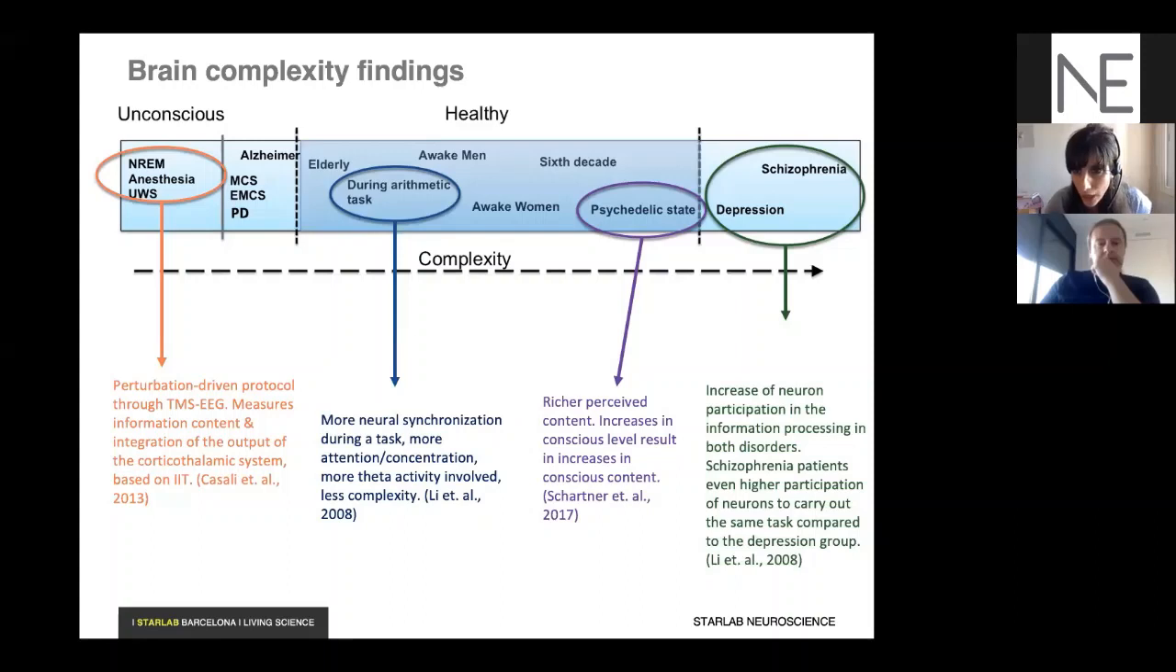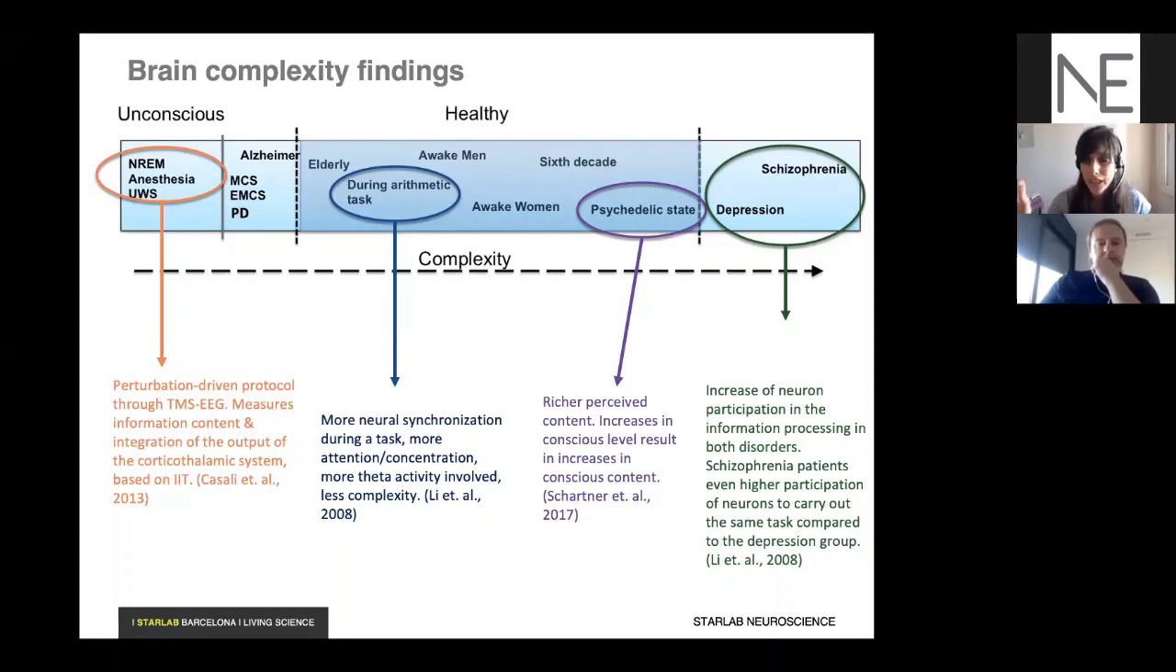I don't want to tire you, but I will just mention, for example, for depression and schizophrenia, how has complexity served and what does it mean in this case, high complexity? It was found in this paper of Lee et al. in 2008, quite an old paper actually, that the patients with depression and schizophrenia had higher complexity both during resting state and during an arithmetic task compared to healthy controls of the same age.